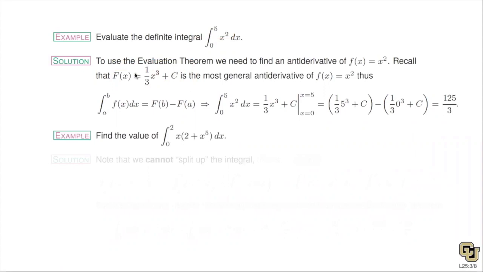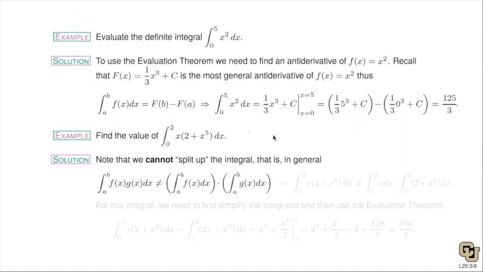So this next example is not difficult, but there's a mistake here that very many students make. This is the definite integral from 0 to 2 of x times (2 plus x to the 5th). The big mistake I see is students think that the integral of the product is equal to the product of the integrals. We cannot split up the integral. In general, it's not true that the definite integral of f times g equals the definite integral of f times the definite integral of g. The integral of the product is not necessarily equal to the product of the integrals, okay?